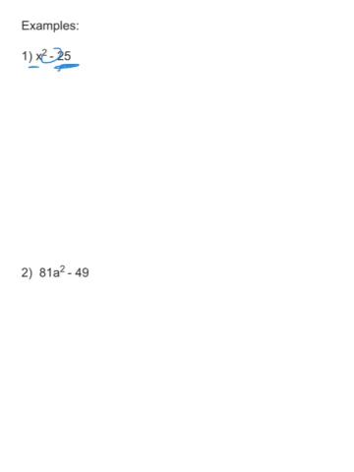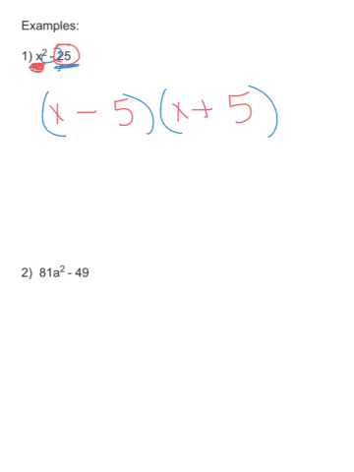So the way we're going to write our answer, we're going to put two sets of parentheses right beside each other, and we're going to look at the first term, which is x squared. So when we say the square root of x squared, we just take half of the exponent. So half of 2 would just be 1x, and that'll be the first thing in each set of parentheses. And then we're going to take the square root of the second term, which is 25. So the square root of 25 is 5, and that'll be our second term in each set of parentheses. We're going to make one of them a subtraction, one of them an addition sign. So the quantity of x minus 5 times the quantity of x plus 5, this will be our answer.